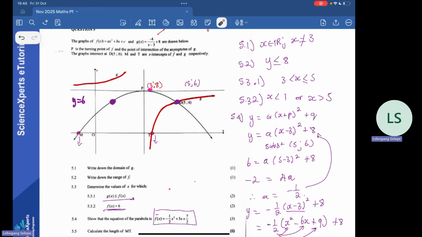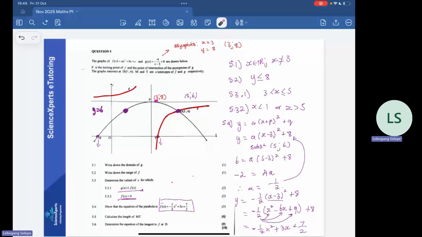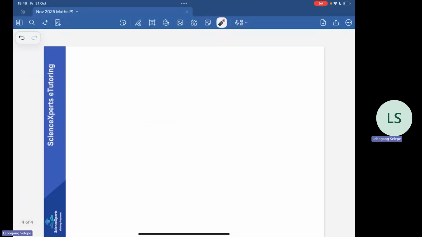How am I going to find the coordinates of M? It's the x-intercept of the parabola. How am I going to find the coordinates of T? It's the x-intercept of the hyperbola. So we are finding the two x-intercepts, right? So let's go to the next page. So remember, let's start with the parabola.